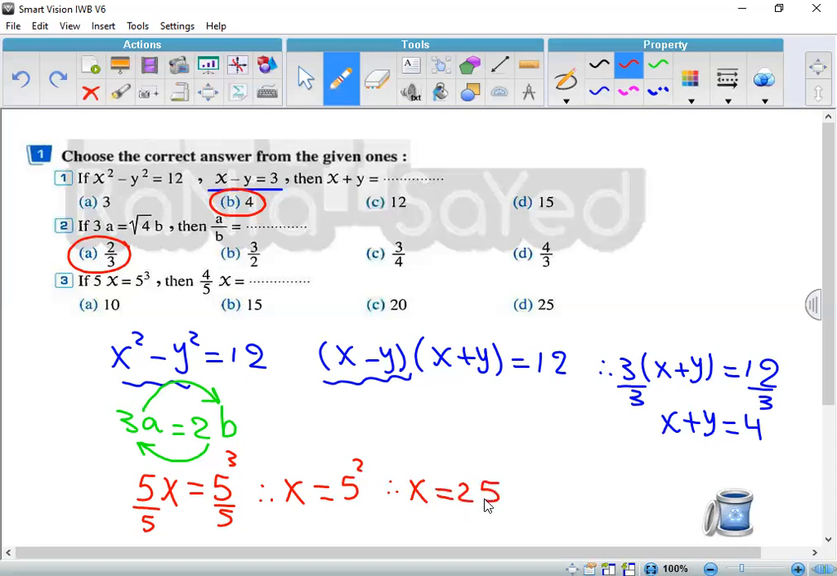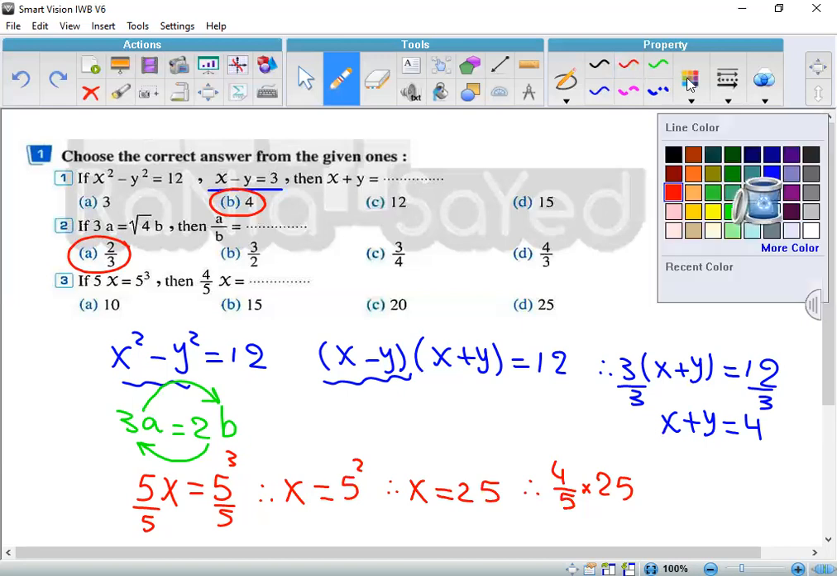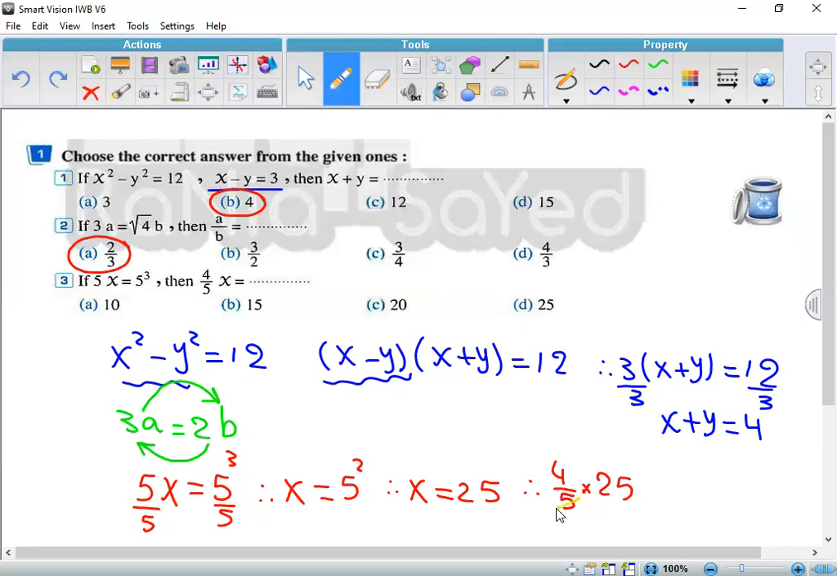He wants to find 4 over 5 times x. We say x equals 25. By simplest form, 25 divided by 5 equals 5. Then 4 times 5 equals 20. This is the right answer.